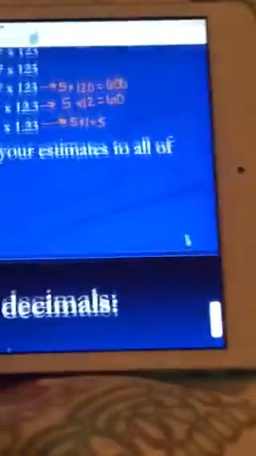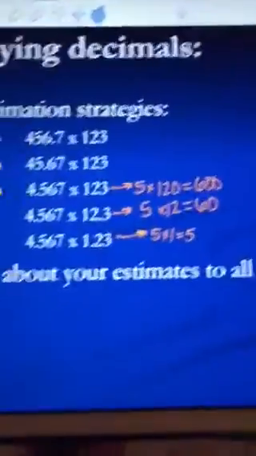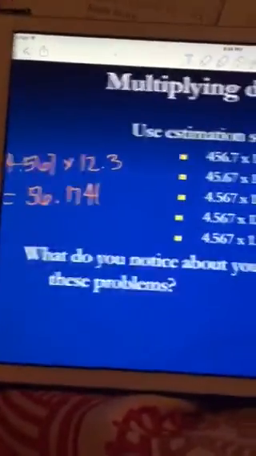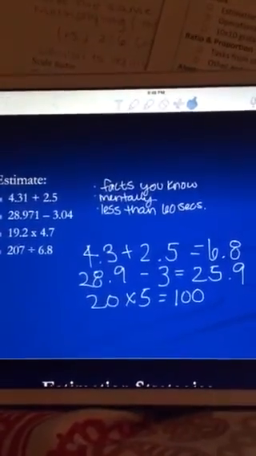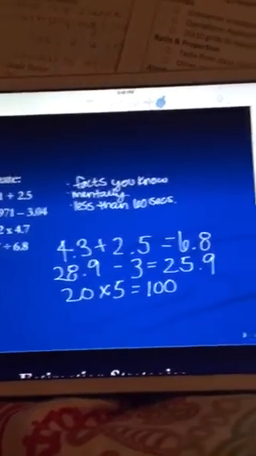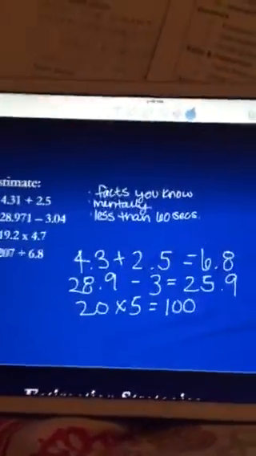Along with on my iPad, I have the examples of rounding or estimating, different types of problems, and how that would work. And estimation, like a definition of facts you know mentally in less than 60 seconds. So it should be a quick, easy way for students to understand instead of sitting there with their paper and pencil.